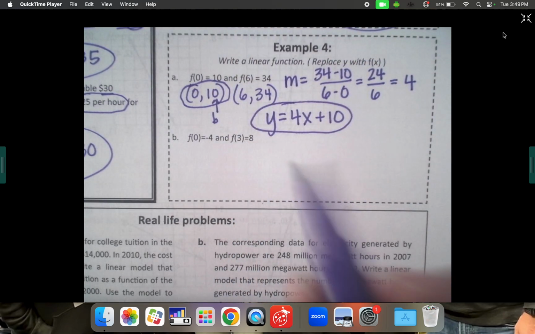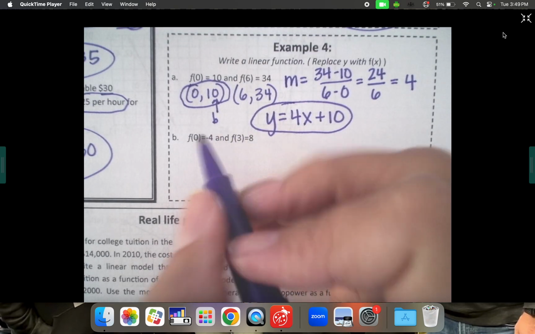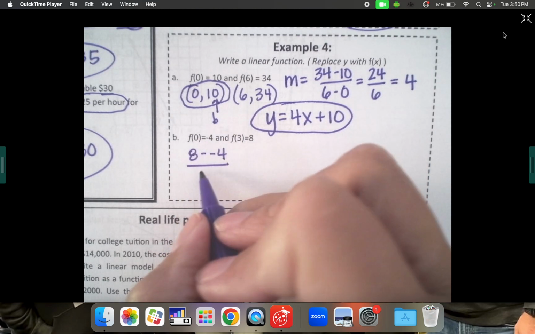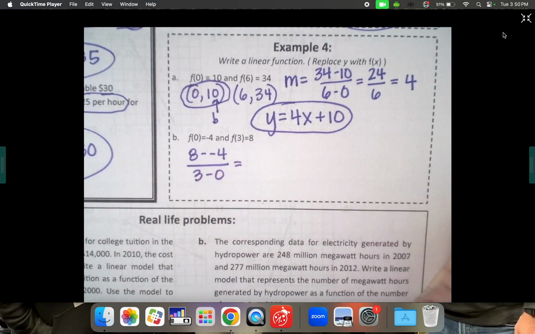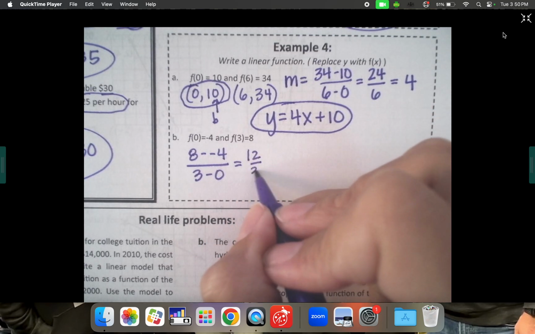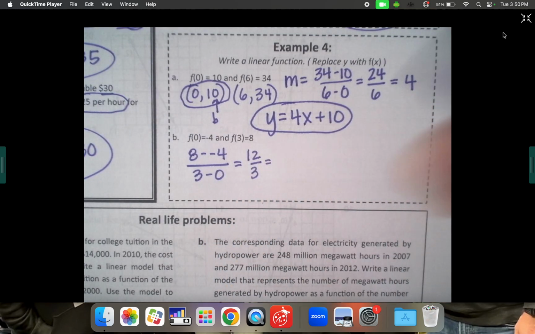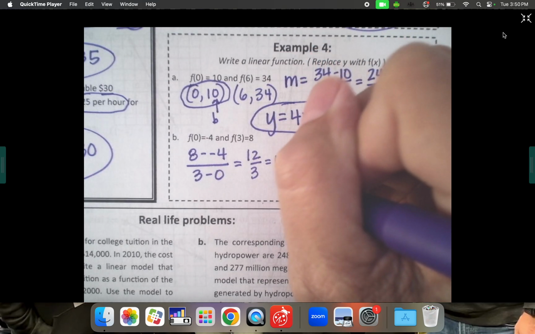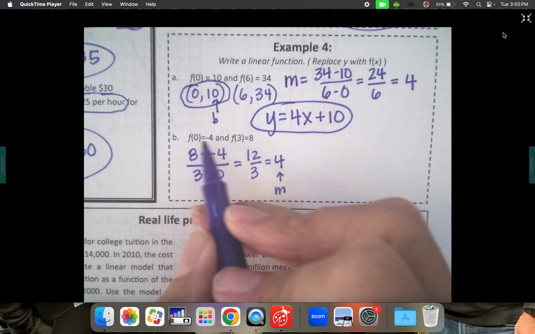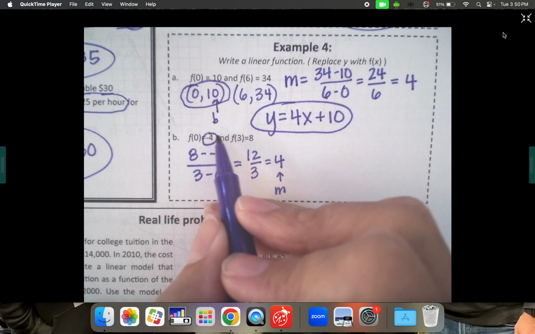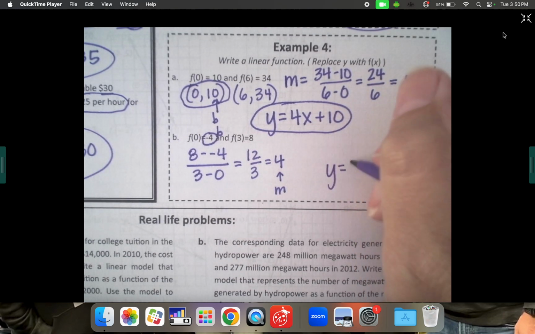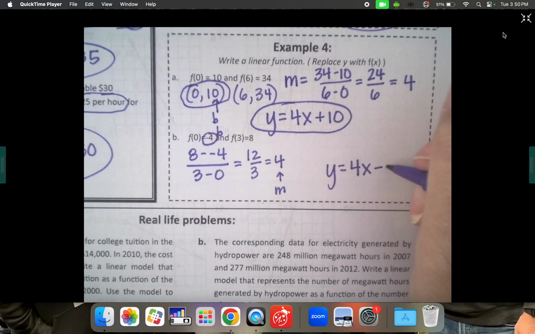All right, the second one is 8 minus -4 over 3 minus 0. 8 minus -4 is 12. 3 minus 0 is 3. 12 divides nice and neat by 3, and it is 4. So that is our slope. And our y-intercept, I gave you 0 comma -4. So that's going to be your b. So put it all together. Y equals 4x minus 4.